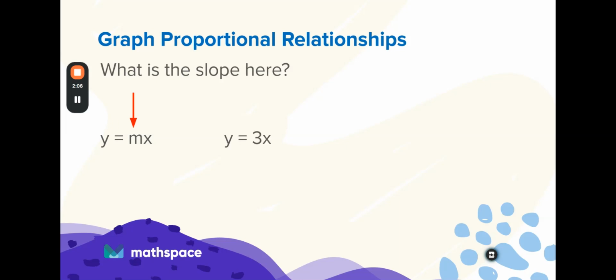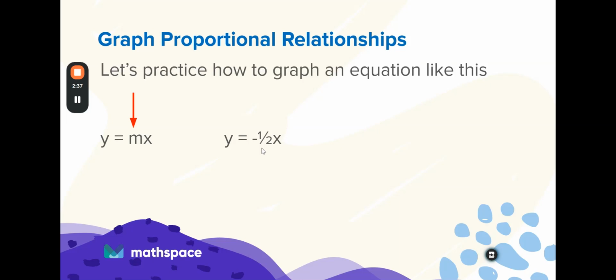All right. What is the slope here? Any number that I replace m with is the slope. And here I've replaced it with 3. So my slope in this formula is 3. My slope in this formula is 2. My slope in this formula is negative 1 over 2. You see how easy it is to identify the slope? If I showed you the formula, it's just the number that is in front of the x. All right, so we're going to graph these.